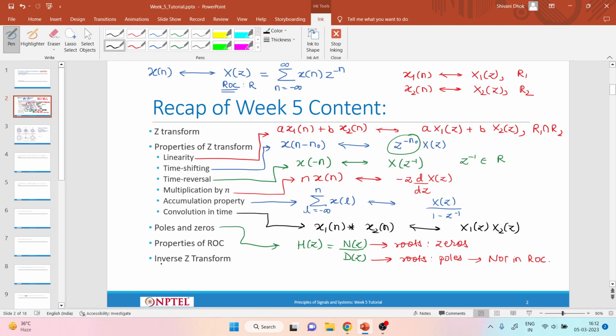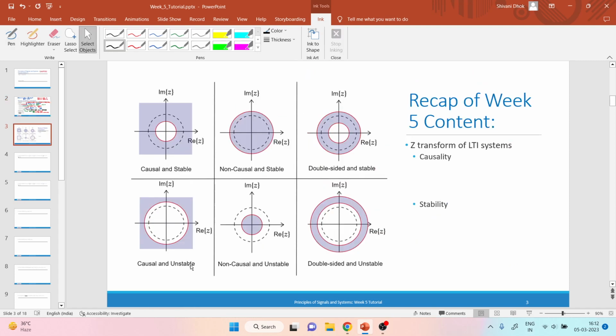And next, inverse Z transform was discussed. In this, partial fractions method was discussed and power series method was discussed. So we'll look at examples of both of these methods while solving the questions. Next thing that was discussed was the Z transform of systems for LTI systems.